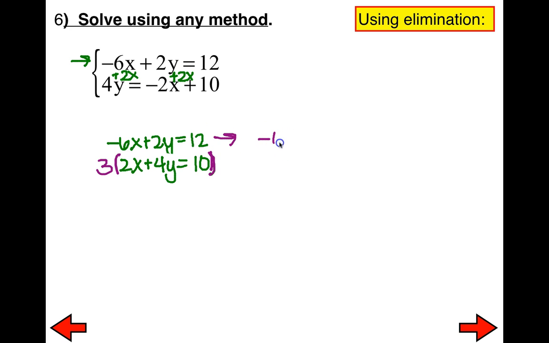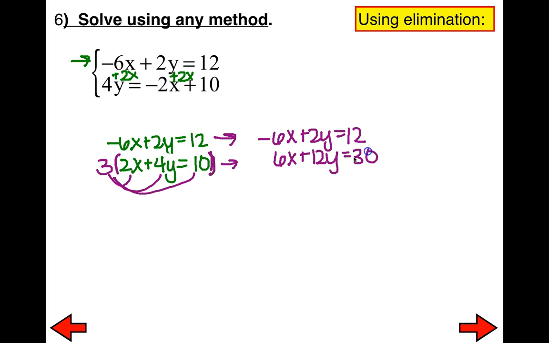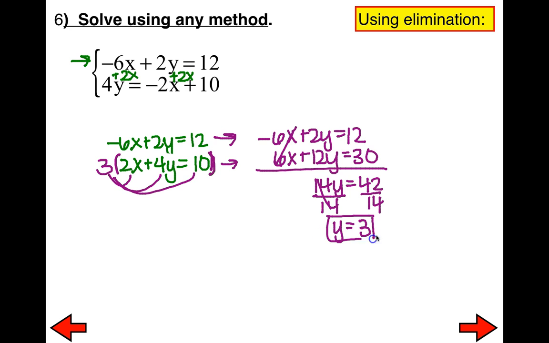So the first one is staying the same, negative 6x plus 2y equals 12. Second one is going to change to a positive 6x plus 12y equals 30. Now, the x's cancel each other out, leaving me with 14y equals 42. Simply divide both sides by 14, and I'm left with y equals 3. Of course, we're not done. I'm going to plug it into one of the originals. I'm going to go ahead and choose the second equation.